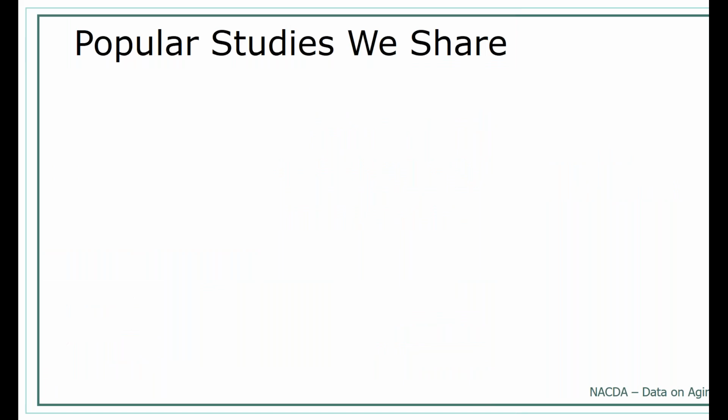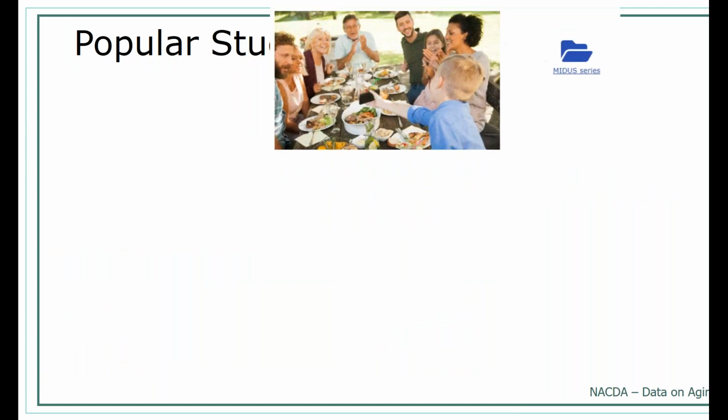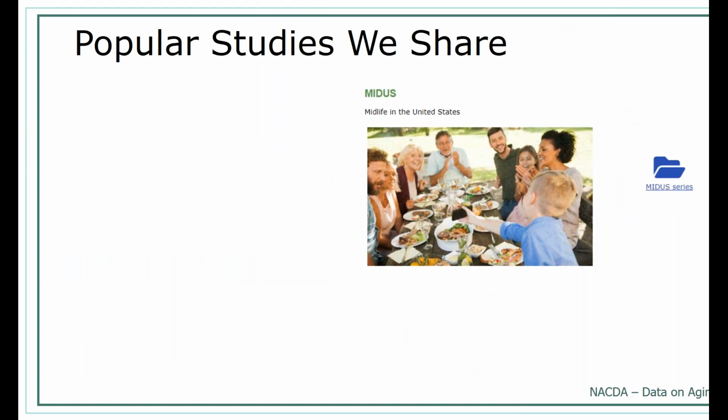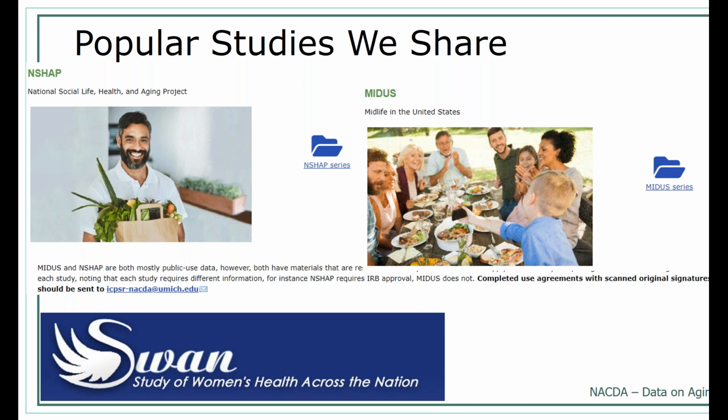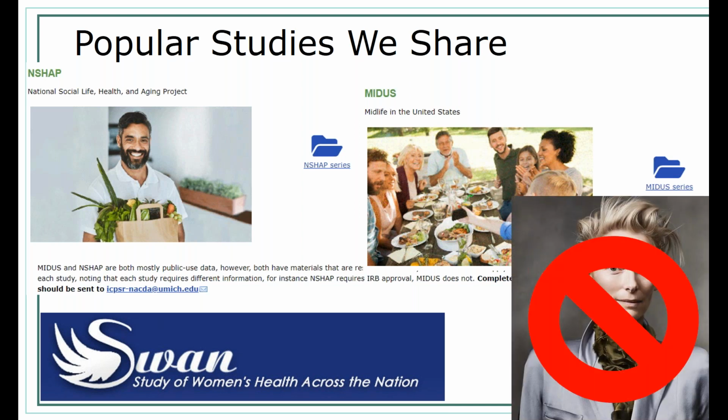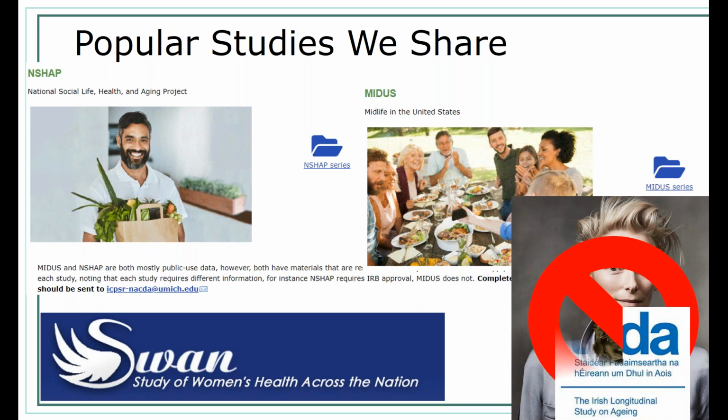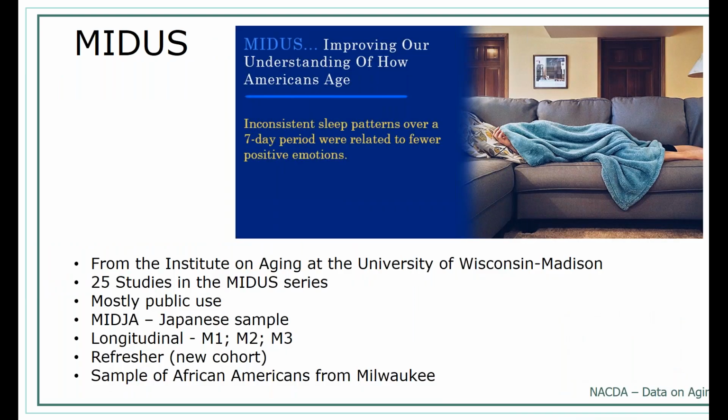So we preserve and share data for secondary analysis. Some popular studies we share are MIDUS, the Midlife in the United States study, the National Social Life, Health and Aging Project, also known as NSHAP, SWAN, the Study of Women's Health Across the Nation, TILDA, oh, not that TILDA, the Irish Longitudinal Study on Aging. I'm going to tell you a little bit more about a couple of these popular studies, and then I'll leave the other ones for you to research on your own.